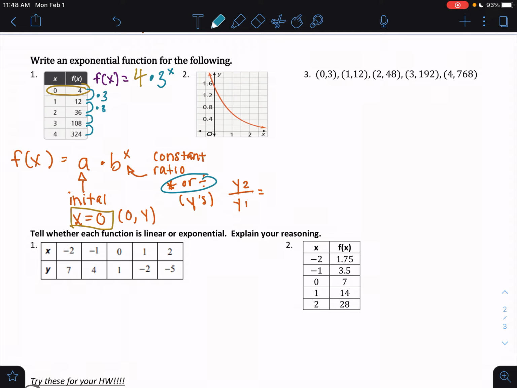Now if we didn't know this, let's say you couldn't just look at this and know that you're multiplying by 3 each time. One way we could figure this out would be to do 12 divided by 4, and then we would get 3.